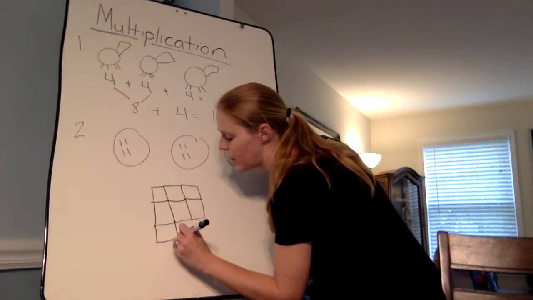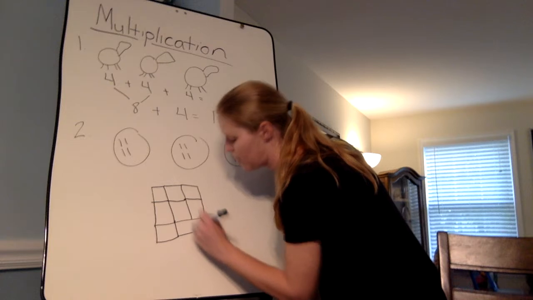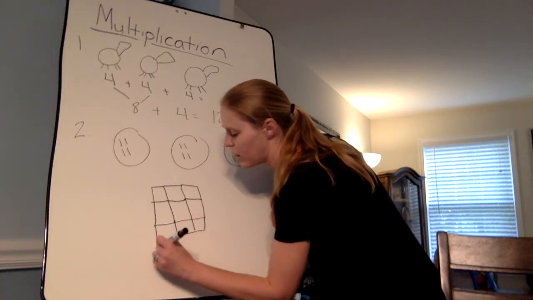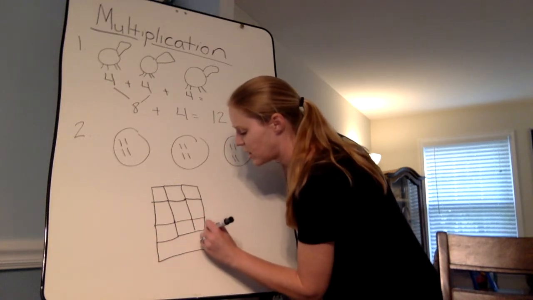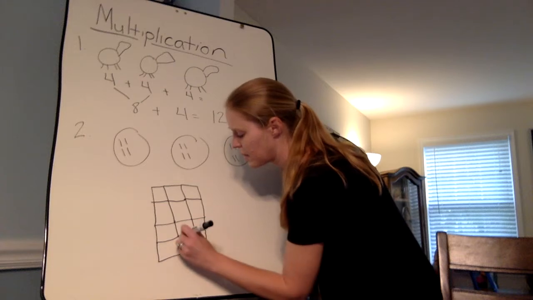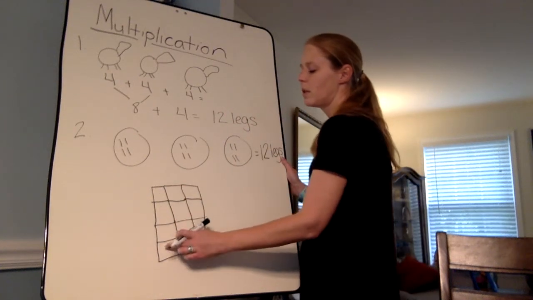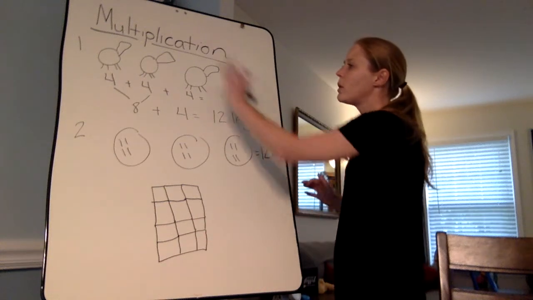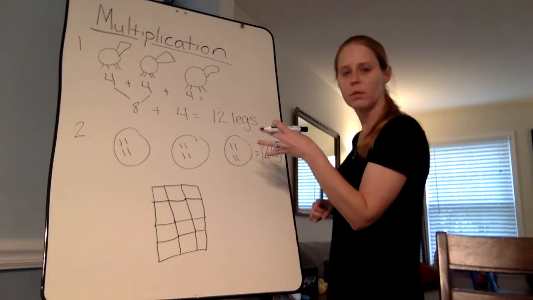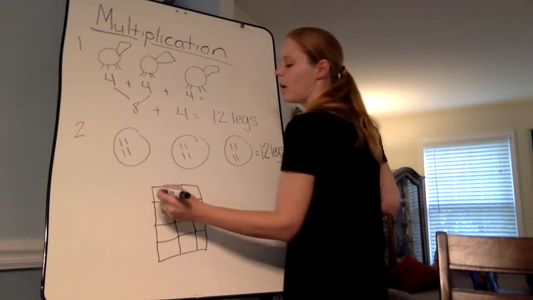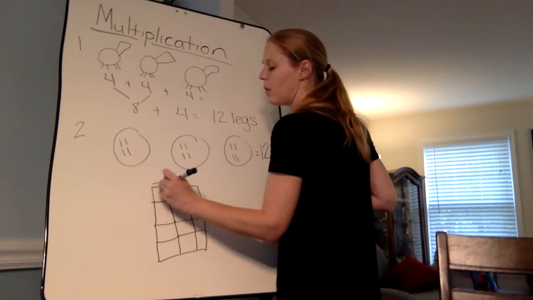And those of you guys in my class know I'm not very good at drawing straight lines. I try. It just doesn't happen often. So here's my 3 horses, and here's their 4 legs. This is another way to show the same information. So I've got 3 groups.